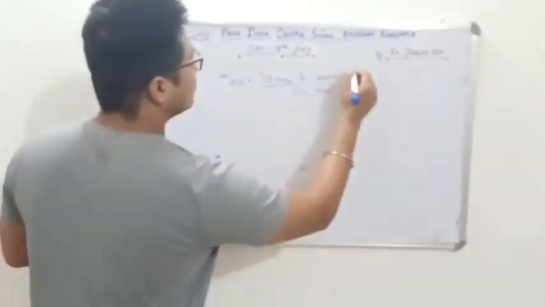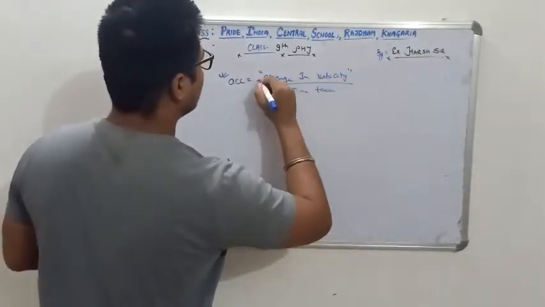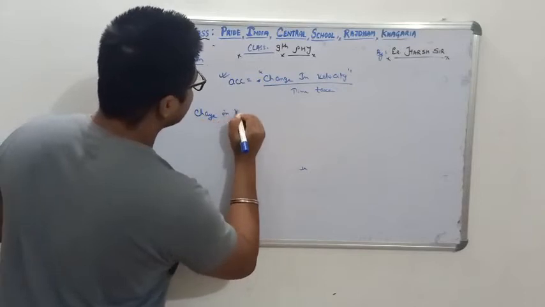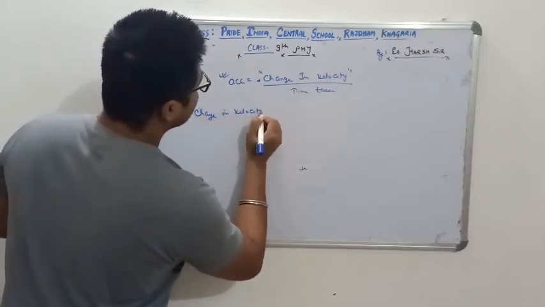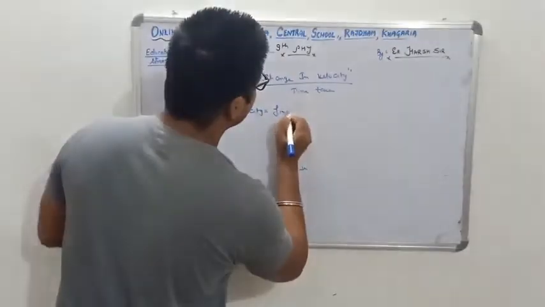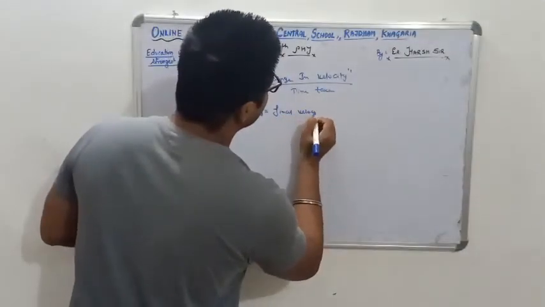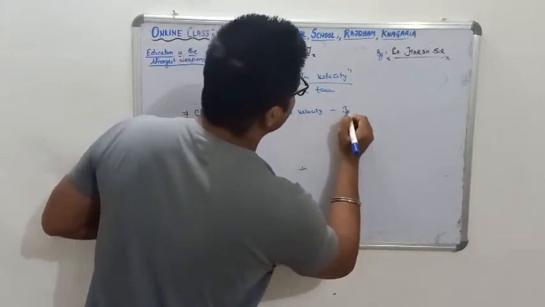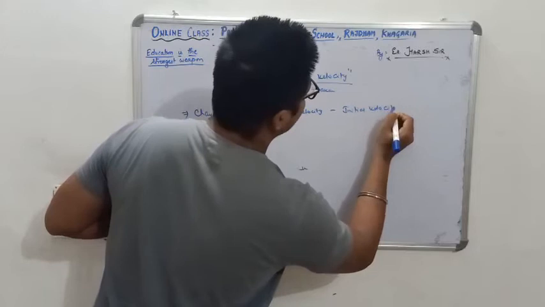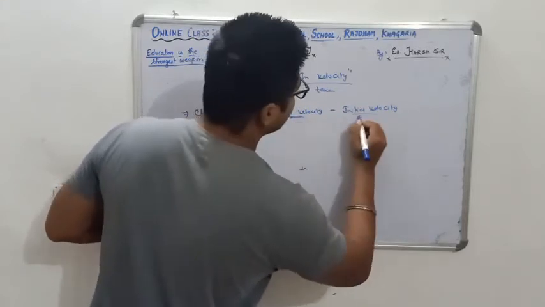Now, change in velocity can be equal to the final velocity minus the initial velocity. Change in velocity is the final velocity minus the initial velocity.